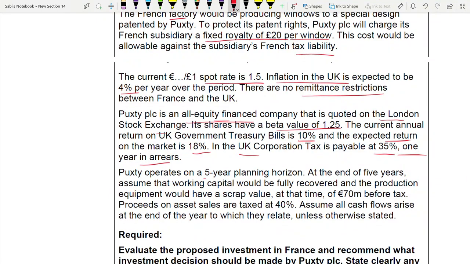What is the plan? It's 5 years. At the end of the 5 years, working capital will be recovered. See, all these are your assumptions. Most of your assumptions you will get in the last paragraph that you have to write for the report. And the production equipment would have a scrap value at that time of 70 million before tax. Proceeds on asset sales are taxed at 40%. Assume all cash flows arise at the end of the year to which they relate, unless otherwise stated.